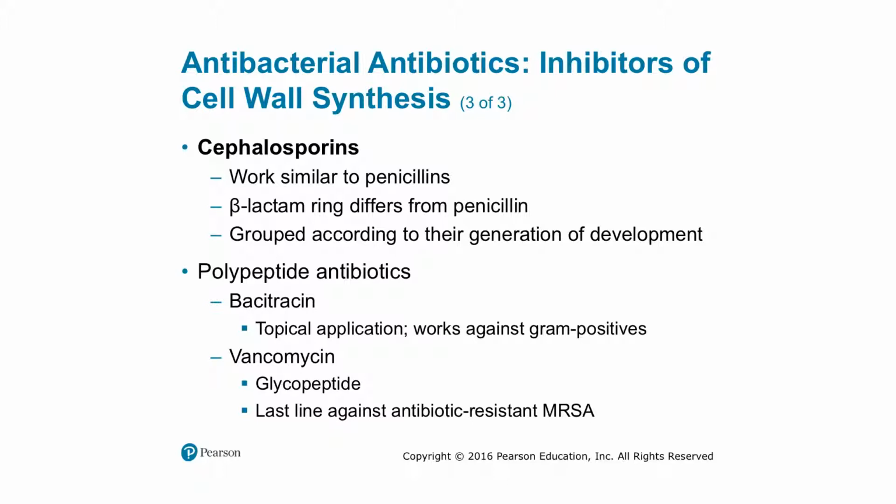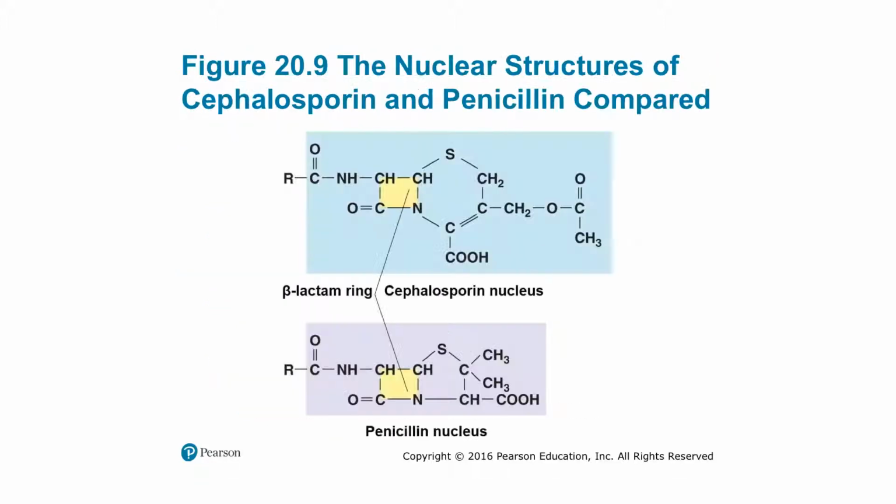The polypeptide antibiotics, bacitracin, is a topical application. It works against gram-positives. Vancomycin is a glycopeptide. It's the last line of defense against antibiotic-resistant MRSA. Generally, if you go into the hospital for some type of surgery, right before surgery, they will give you some vancomycin. And this is one of those things that's only given in the hospital because they don't want to start giving it out to patients, and patients will be like, well, I want the best one. You can also get vancomycin-resistant enterococci, VRE, and that's very smelly.